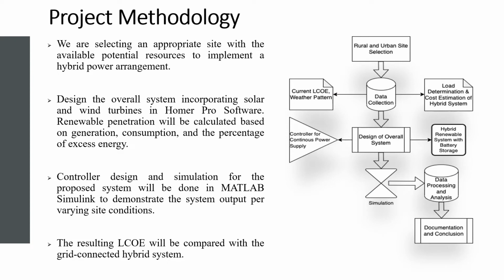So in the project methodology, first we will select an appropriate site with the available potential resources to implement a hybrid power arrangement, because we need the record of the annual wind speed, annual solar radiation and other factors in order to set up a renewable plant. We'll design the overall system in HOMER Pro software consisting of solar and wind turbine. The penetration of the renewable sources will be calculated based on the generation, consumption and the amount of excess energy. Then we'll design a controller in MATLAB to accurately control the penetration of the systems.